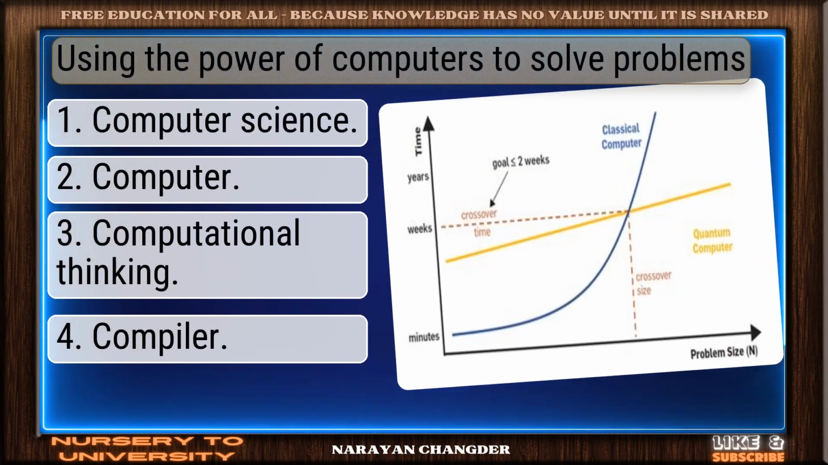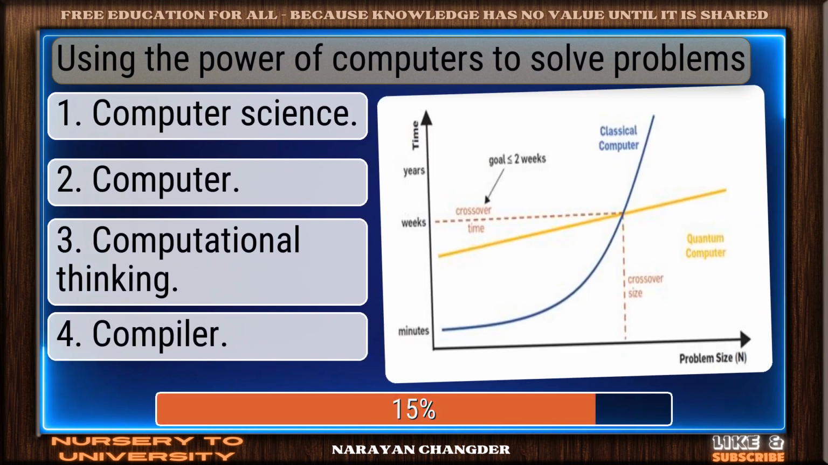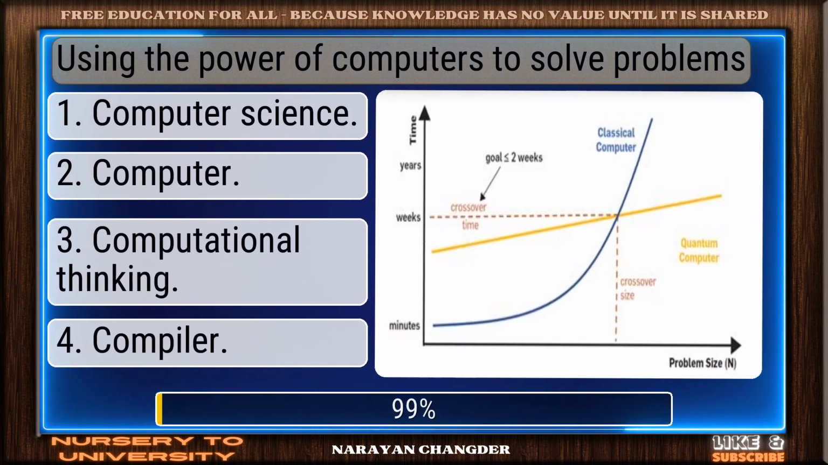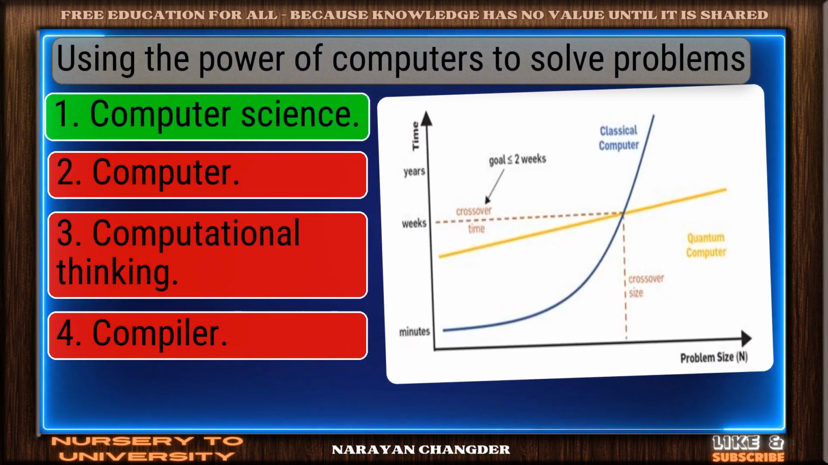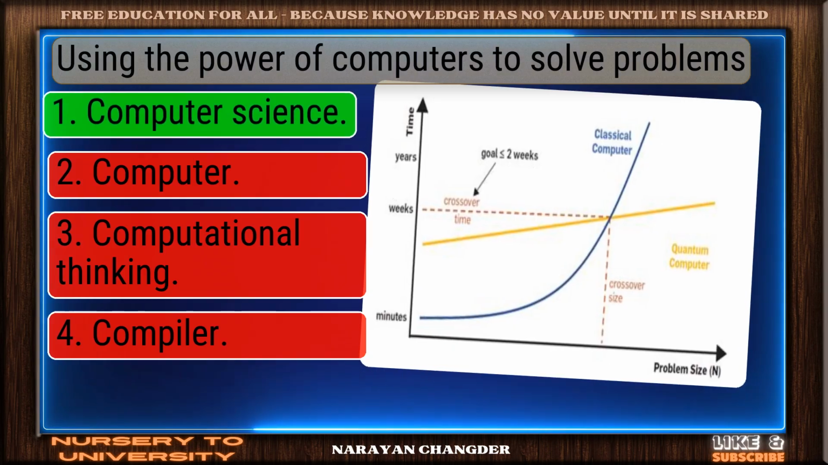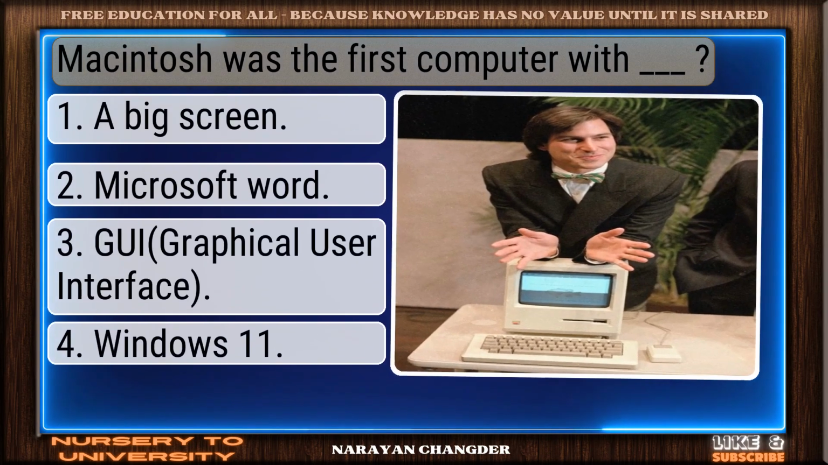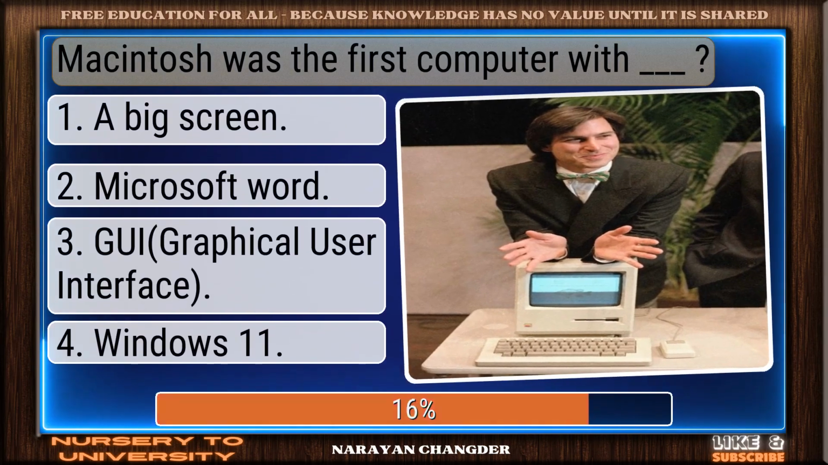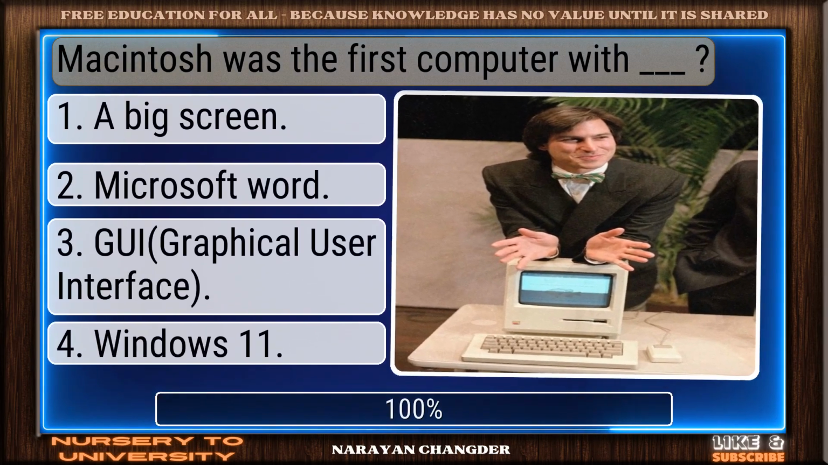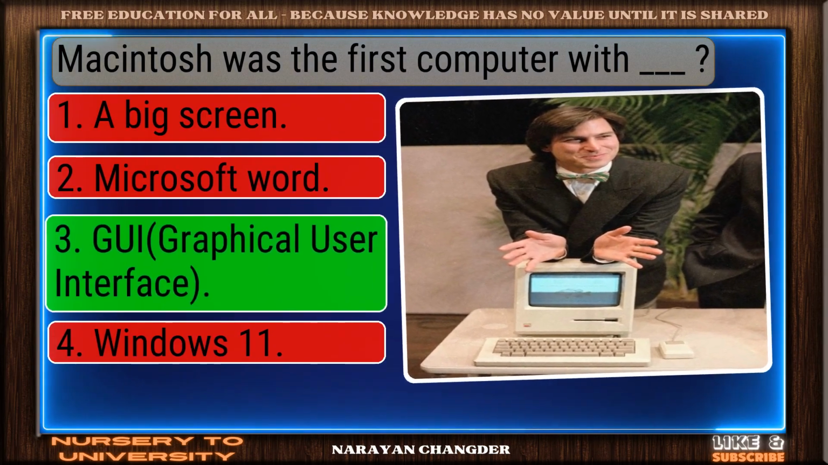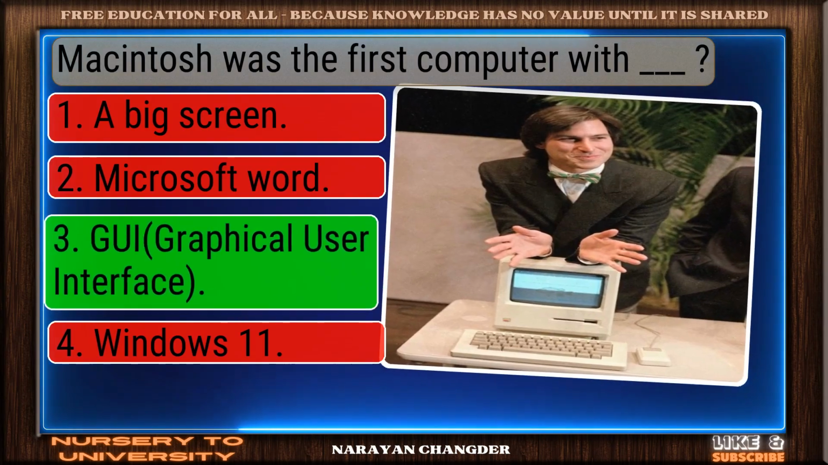Question number 48. Using the power of computers to solve problems. Excellent choice. Computer science is the right answer. Question number 49. Macintosh was the first computer with dash. Nice work. You chose GUI and it is correct.